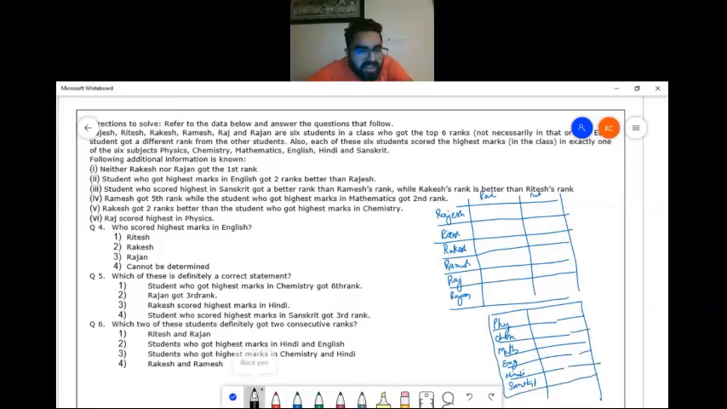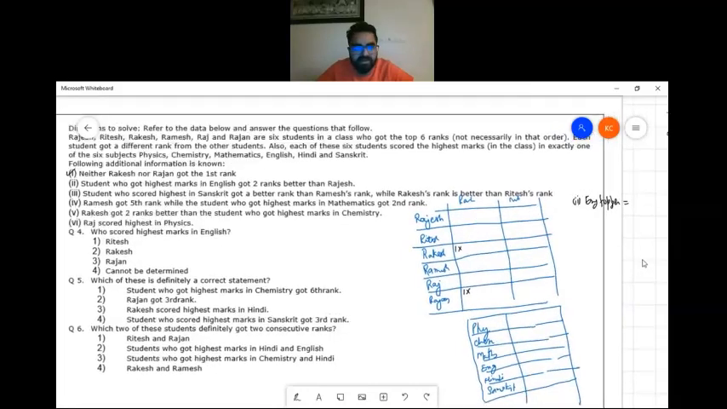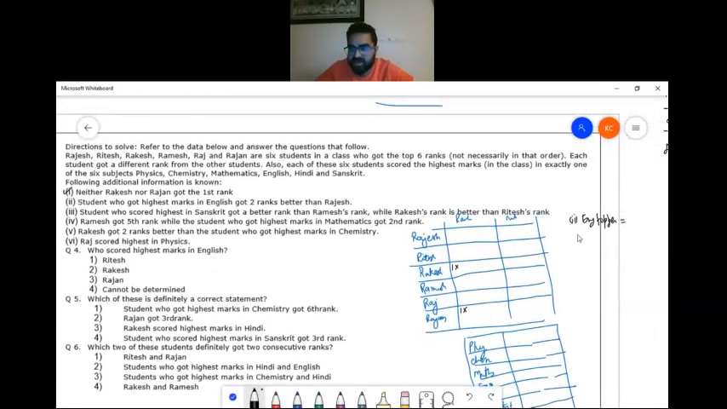So let's begin. Neither Rakesh nor Rajan got first rank. So not Rakesh and not Rajan. The first one crossed, that is what I'm writing. I've used it completely, so maybe I'll not come back to this again. The student who got highest marks in English got two ranks better than Rajesh. So I'm writing it here. Point number two, English topper. His rank is two better than Rajesh, so I'm writing minus two. This is the convention I'm using here. So Rajesh, not Rakesh. This is something we need to be very careful about, everyone. Rajesh, Rakesh. That is why I don't like this kind of terminology.